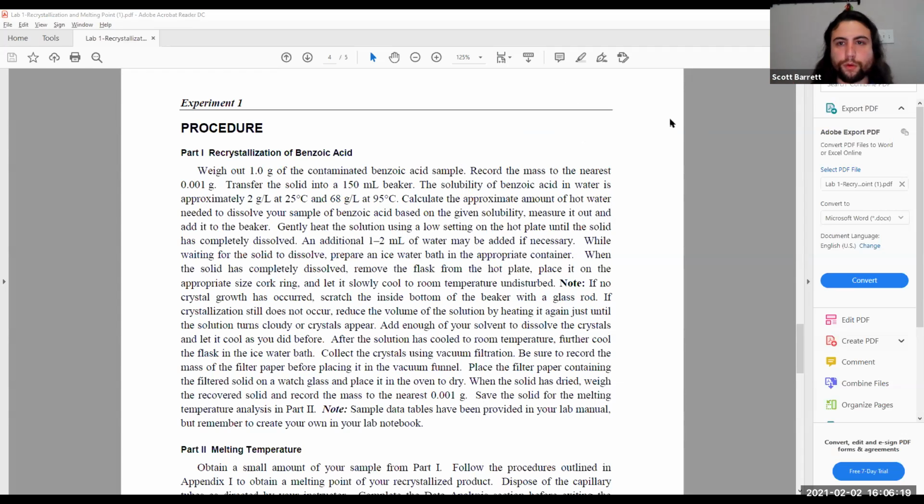Yes, you'll want to use calculations. Basically, you'll use an estimate by using the numbers given here. Yes.